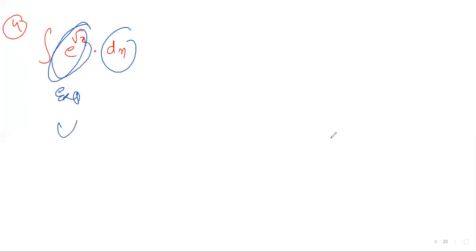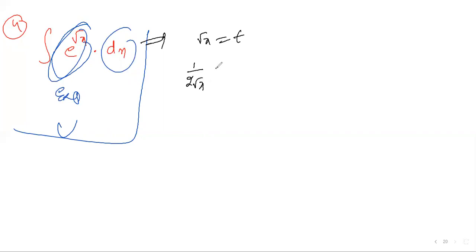Or some people will do this question another way, the tricky but simple way of converting one variable to another. This is still a little simple. My assumption is root x is t, for example. So I'll differentiate both sides. Root x differentiates to 1 by 2 root x, dx equals dt. So dx is equal to 2 root x dt. Am I clear? Yes.